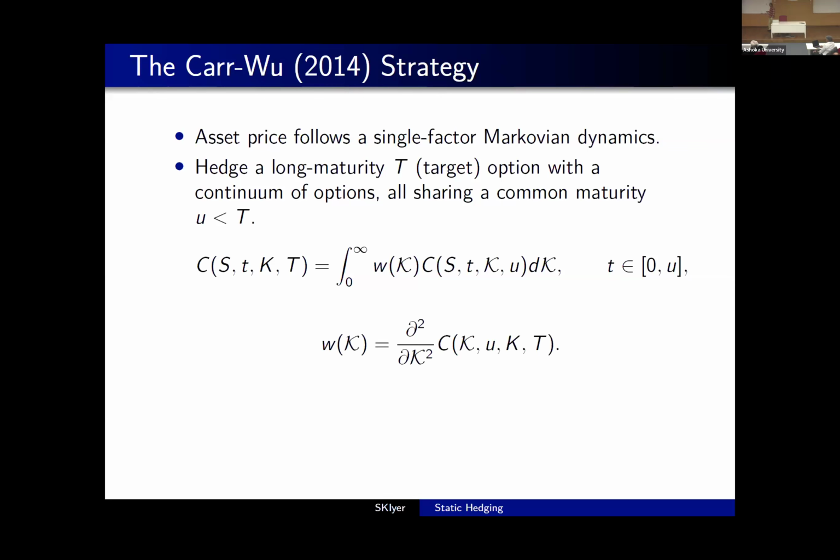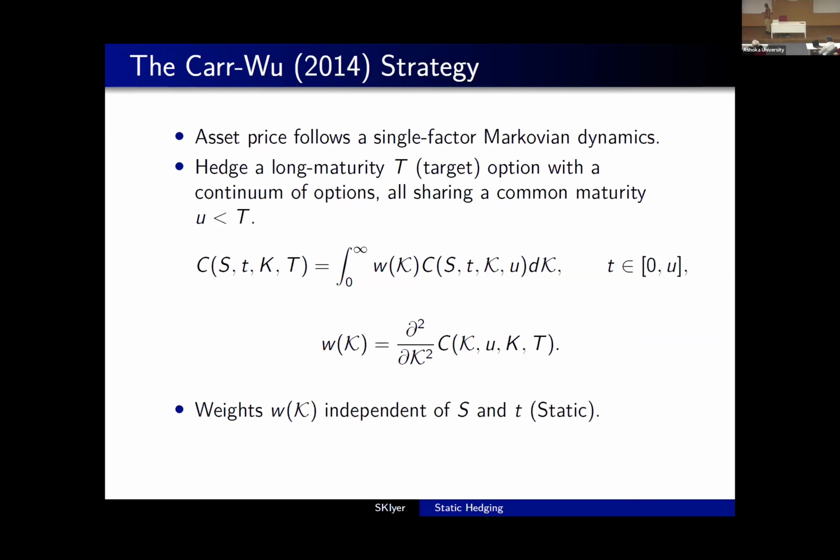Okay. And in order to estimate or compute this, you need a model. So that's where this is model specific. So one assumption here is that we have a Markovian dynamics. The second is, in order to compute these weights, we need some assumptions, right? Because this is the second derivative of the price at a future time u, at the time at which these options that we are trying to use to hedge expire.